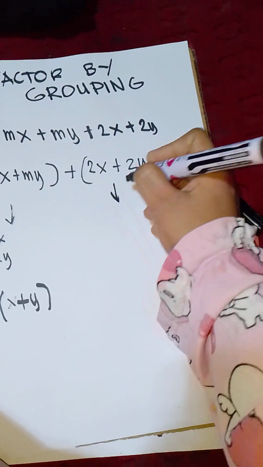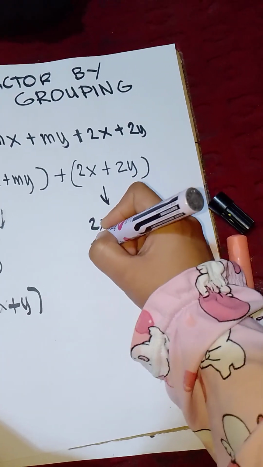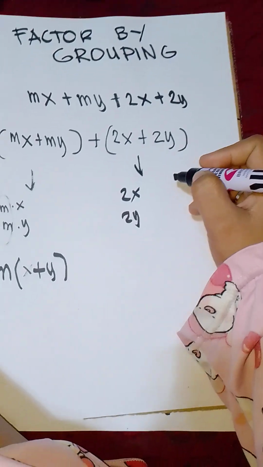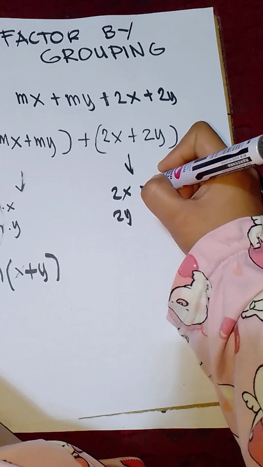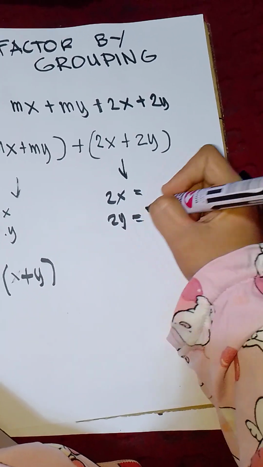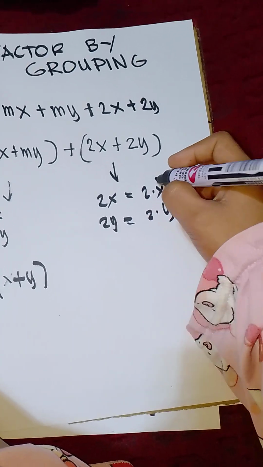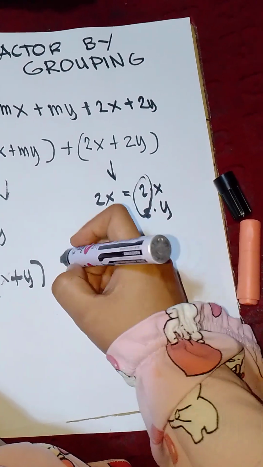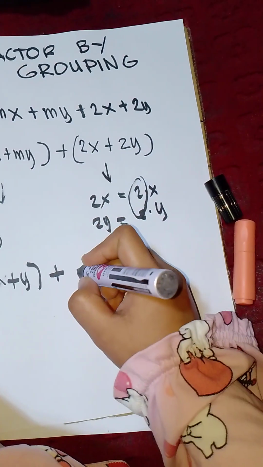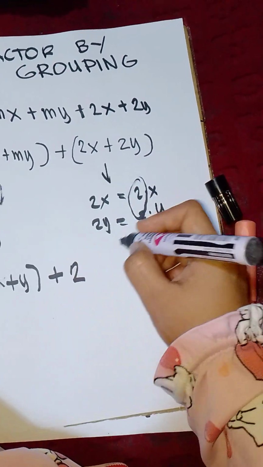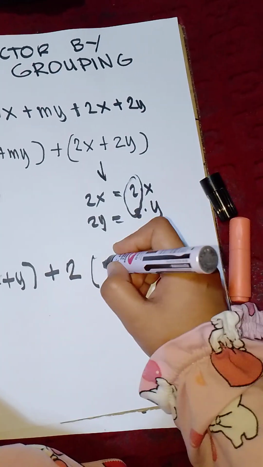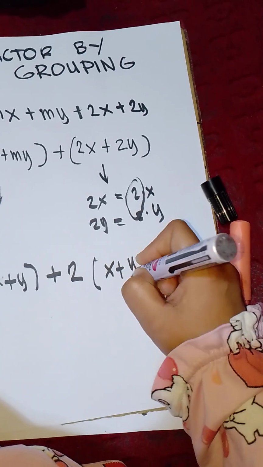Next we have 2x and 2y. So we'll get the common factor of these two. We have 2 times x, 2 times y. So the common factor is 2. So plus, you bring out 2. And then what remains is x plus y.